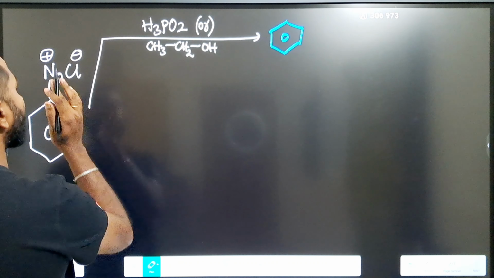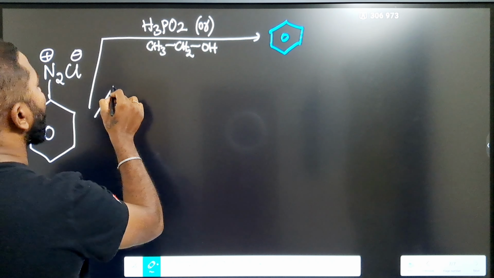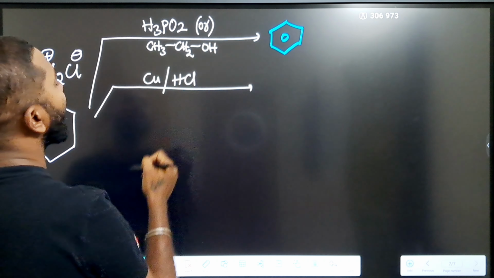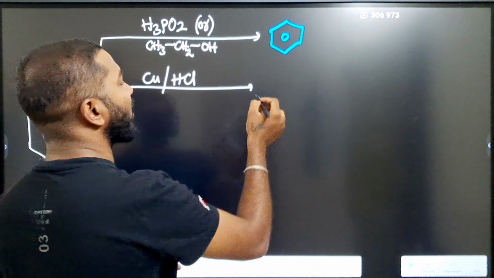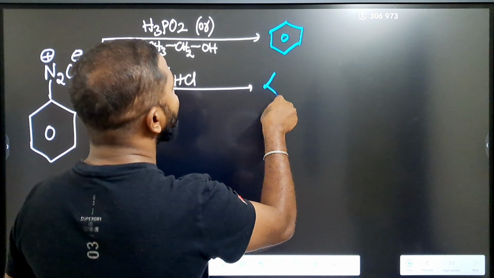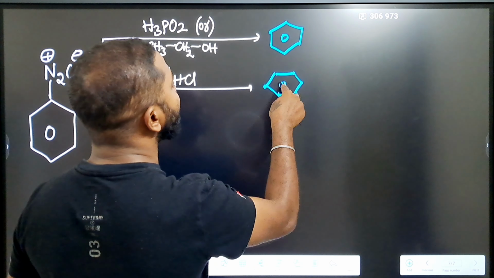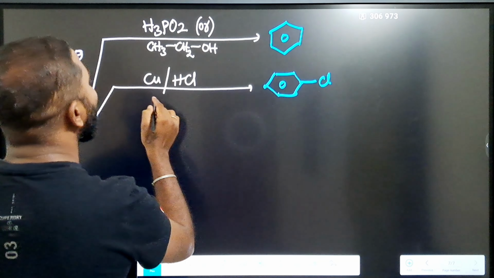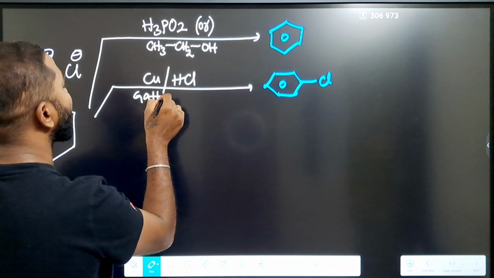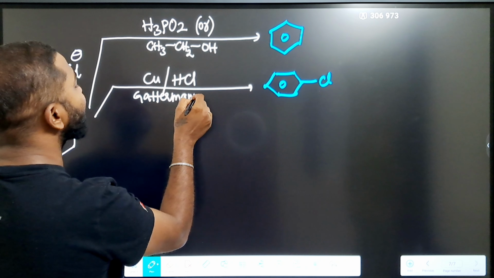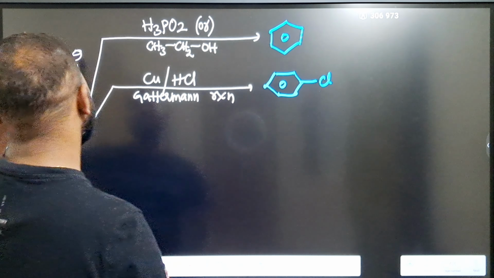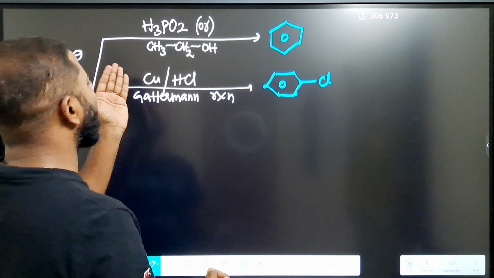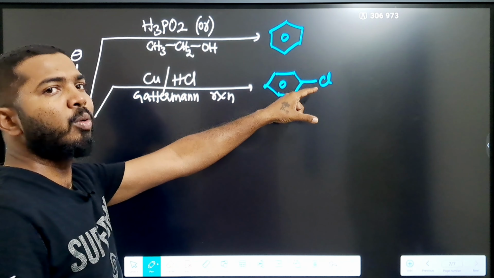And then next, if you try to react this benzene diazonium chloride with CuCl, what is this reaction called? What happens here first of all? Here we get chlorobenzene. This particular reaction is called Gattermann reaction, where diazonium salt gets converted into halo, especially chloro. If you take CuBr, then we'll get bromobenzene as well.